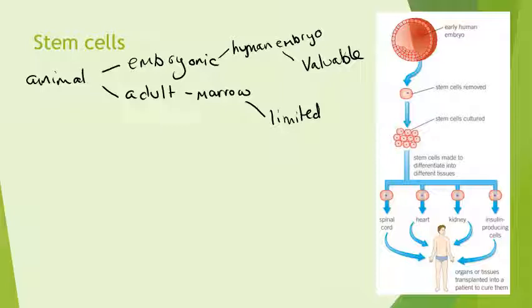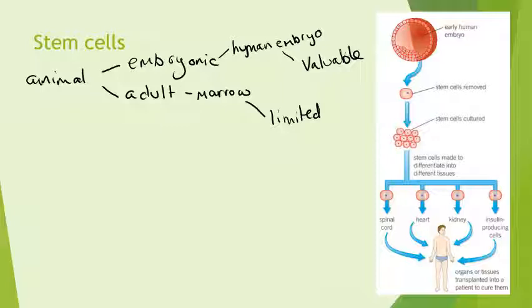Why are these stem cells important to us then? You can see on the diagram at the side there, medically, embryonic stem cells can be removed and cultured to form specific cells that are needed to potentially replace damaged cells within the human body.